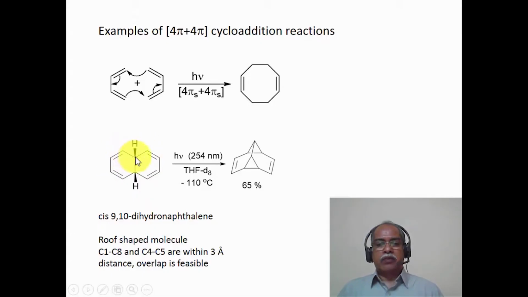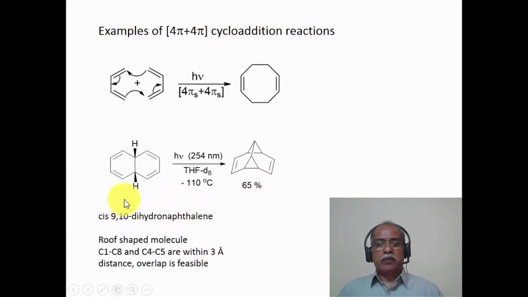That would result in the formation of a 3-membered ring, which is this 3-membered ring in the product here. Similarly, the bonding between carbon number 4 and carbon number 5 will involve the formation of another cyclopropane ring, which is this cyclopropane ring here. So this is a true example of a 4pi suprafacial cycloaddition reaction.